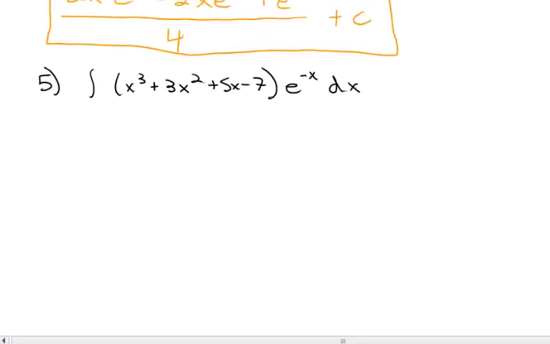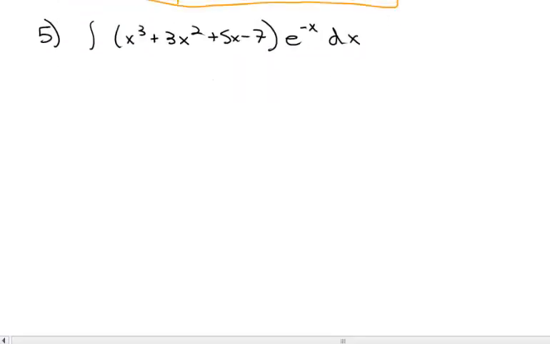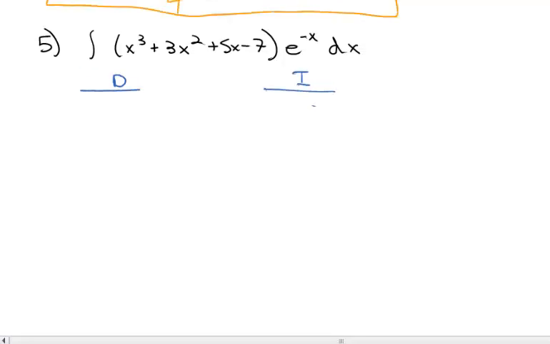This would be quite an ugly problem to take the integral of if we had to do it any other way than the table. But the table makes it easy. It's going to be ugly, but easy.